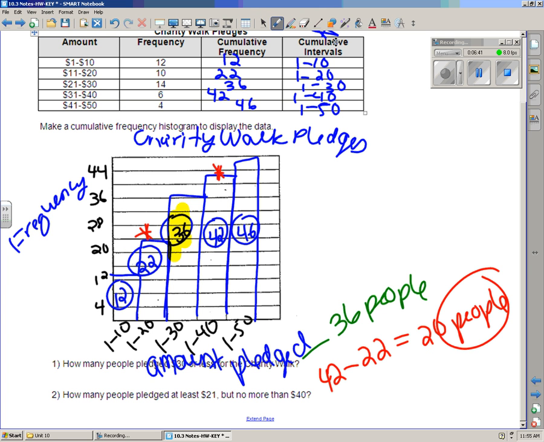If you look at just the frequencies, and we want to find those people that pledged at least 21, you know you're going with these guys here, and you know you're going with these guys here. But it's less than 40, so you can't go any further than that. Here's that same 20, and that's what this answer is right here. So sometimes it might be easier to look at the actual uncumulative frequency as opposed to the cumulative one.